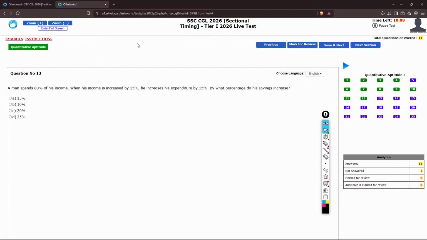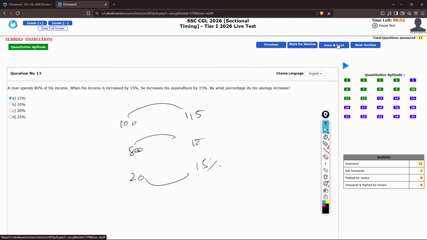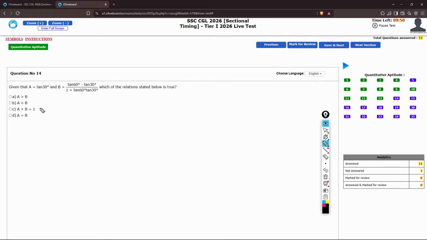A man spends 80% of his income and his income increases by 15%, and his expenditure increases by 15% also. So savings will increase by 15% also. This is that increases, right? So increase, yeah. Then all right.